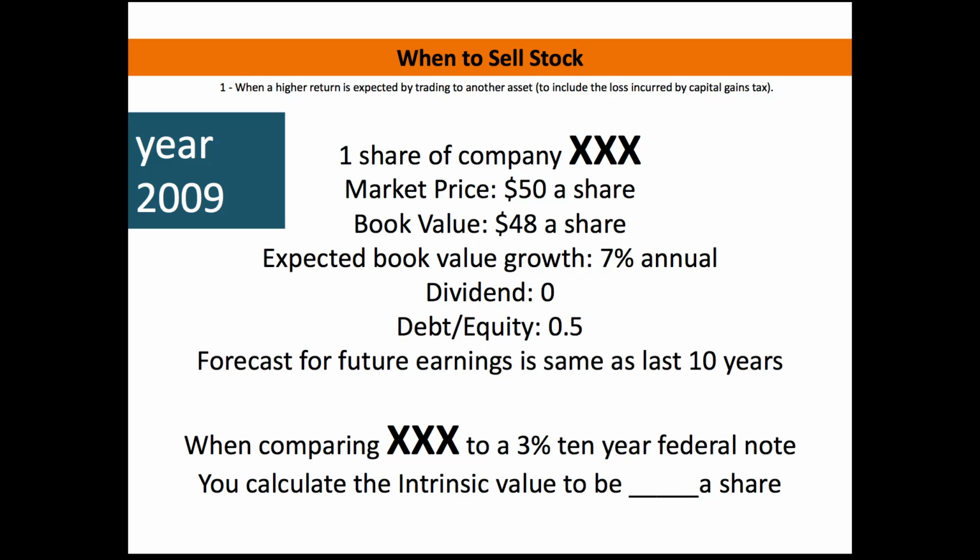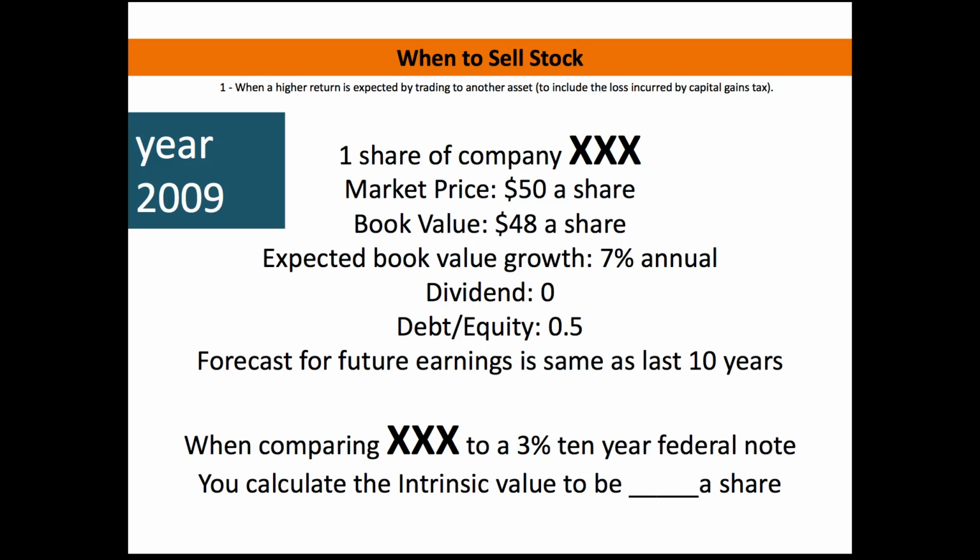Just look at the pure numbers, because that's what I'm trying to get at here. I'm going to lay out a scenario where there's one share of a company, and the ticker for that company is XXX. The market price of company XXX is $50 a share, and the book value is $48 a share, which is really close to the market price. And you have gone through all those different techniques we learned back in Course 2, Unit 3 to assess the expected book value growth and all that, so you can calculate the intrinsic value. I'm showing you those key terms that you need to know in order to figure that out. The expected book value growth on this company, based off of past performance and future earnings, is going to be 7% annually.